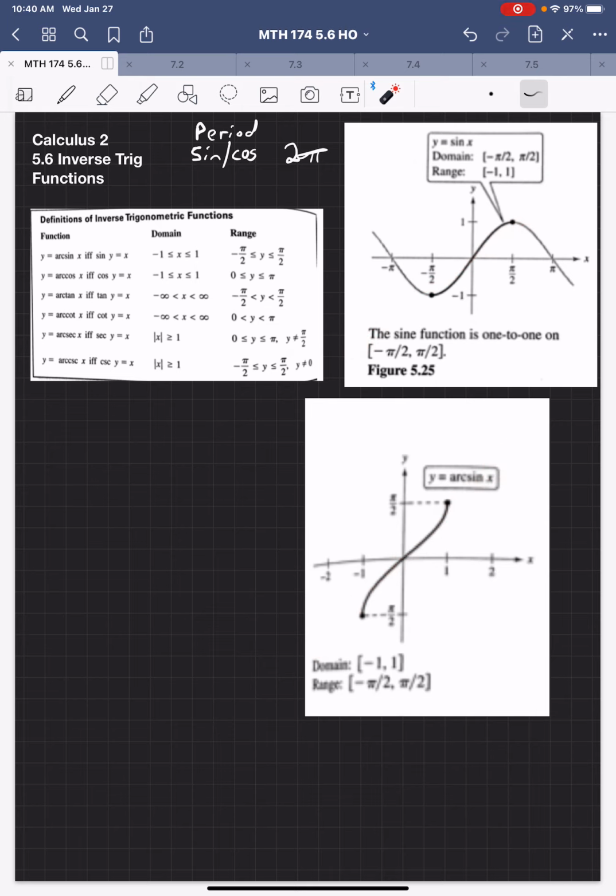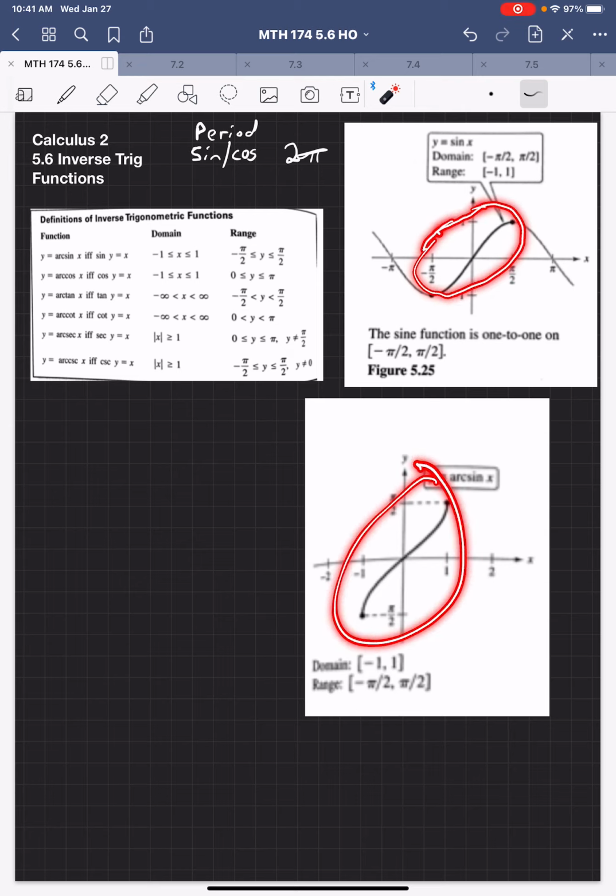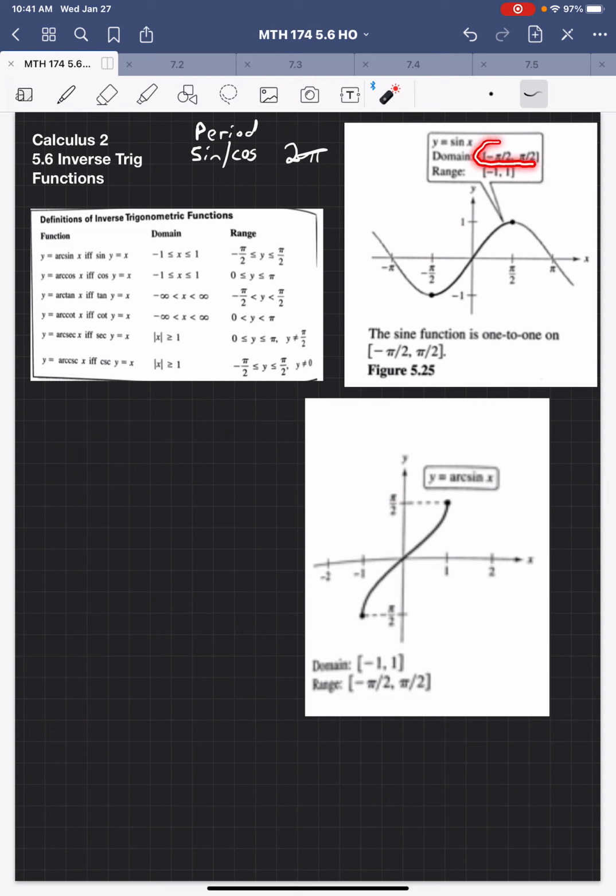And you can see how the altered sine curve and its inverse have symmetry about that line. You can also see, just highlighting from the previous video, look how the domain from negative pi over 2 to pi over 2, we made a cut at negative pi over 2 and pi over 2, after you invert it, becomes the range. The range becomes the domain.